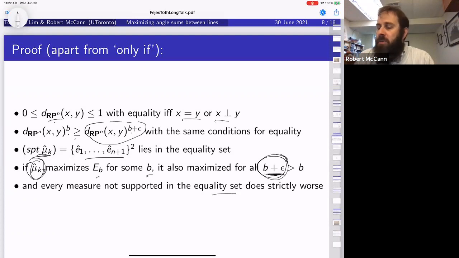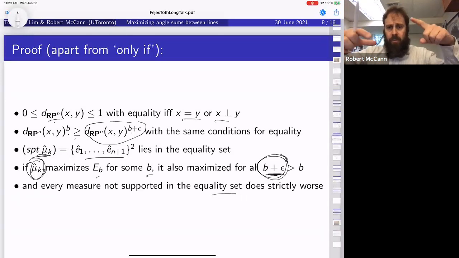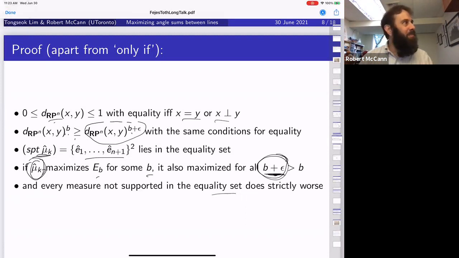And once you know that all the mass has to live on the orthogonal basis vectors, it's standard to show that the maximum is going to be attained when they're all equal. You could do it by Perron-Frobenius, for example. There's a unique eigenvector with eigenvalue 1 for the quadratic form, eigenvalue 1 being the largest element in the spectrum, and by symmetry, that eigenvector has to be uniform. Okay, so more or less that's the story, except for the only if part.